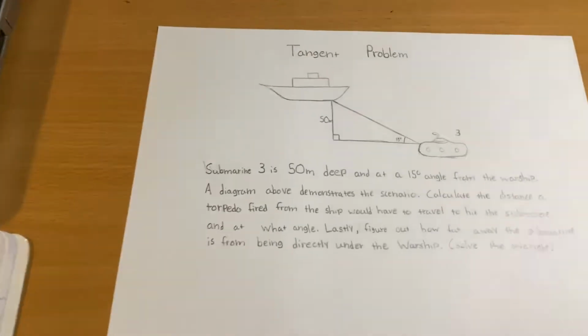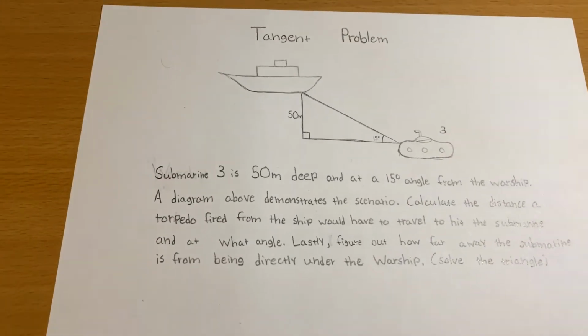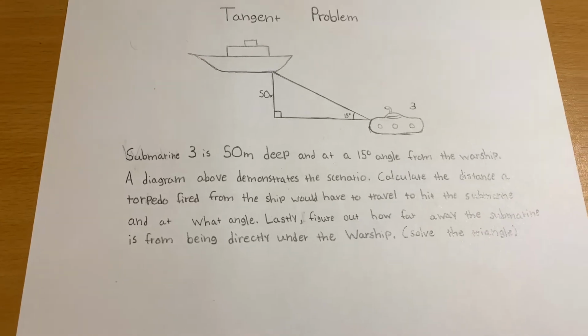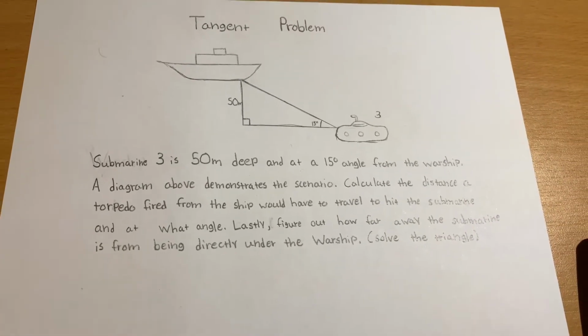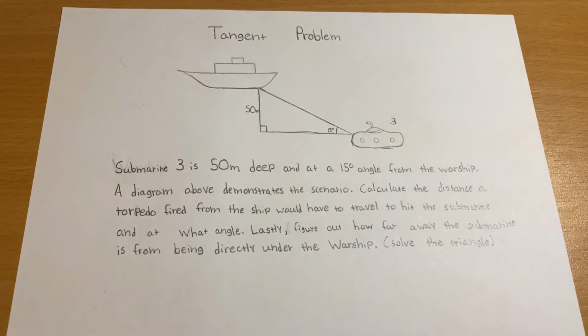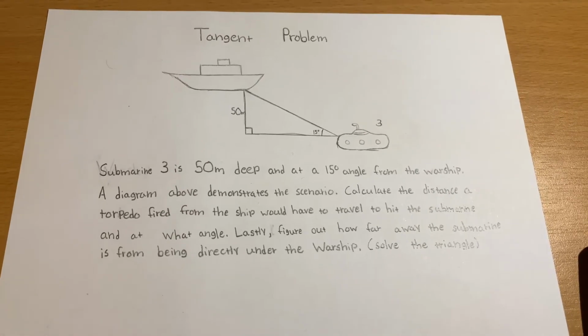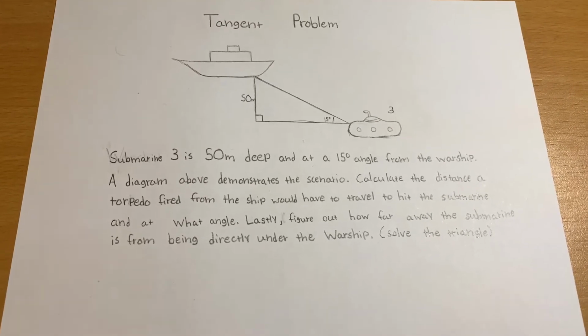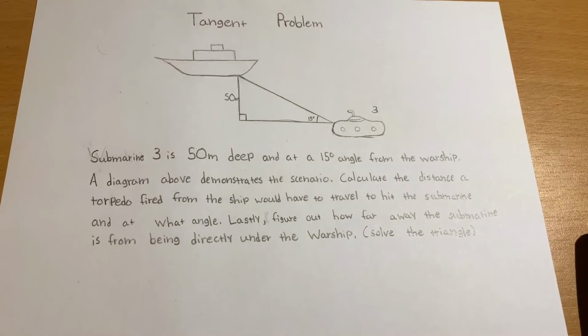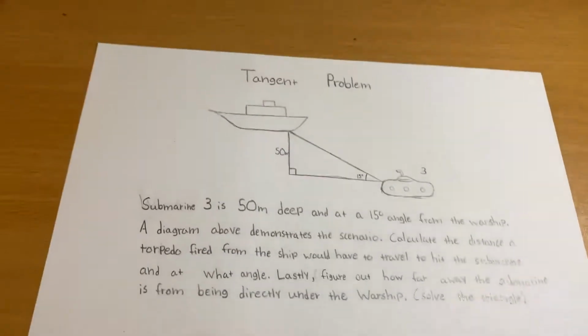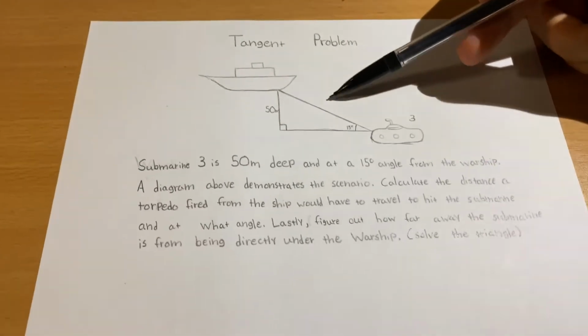So, my specific question is: a submarine is 50 meters deep and at a 15-degree angle from a warship. The diagram above demonstrates the scenario. Calculate the distance a torpedo fired from the ship would have to travel to hit the submarine, and at what angle. So that's pretty much asking for this part right here.